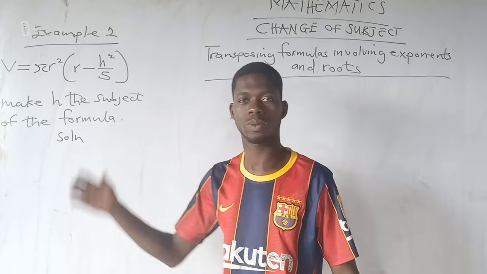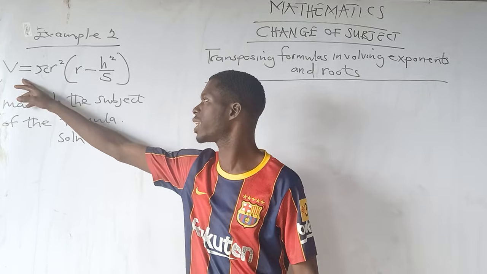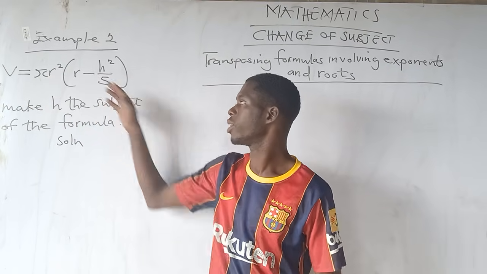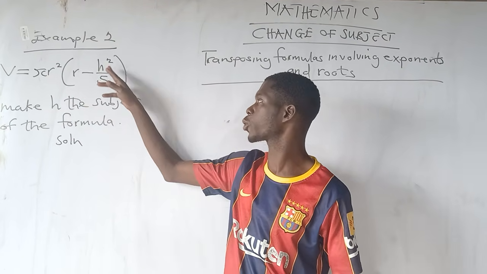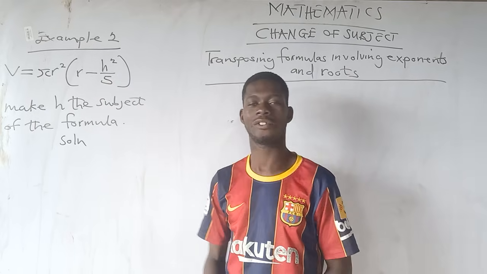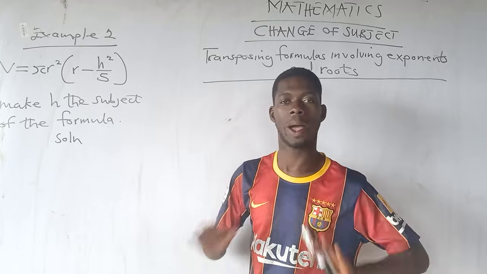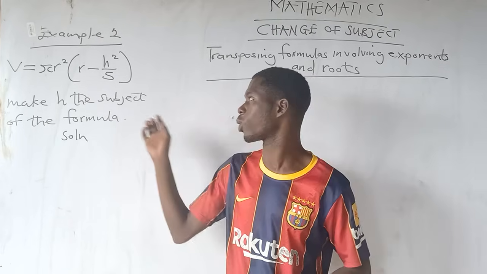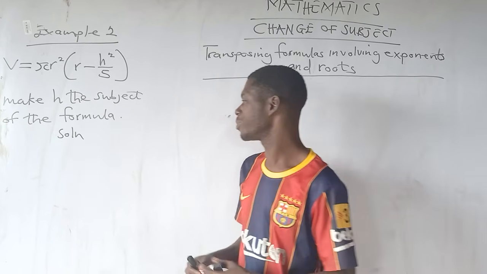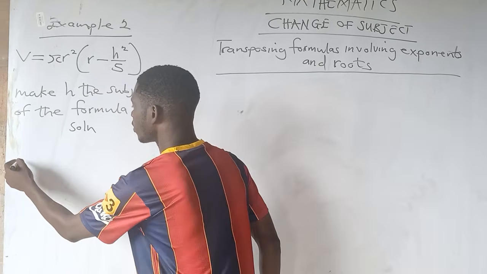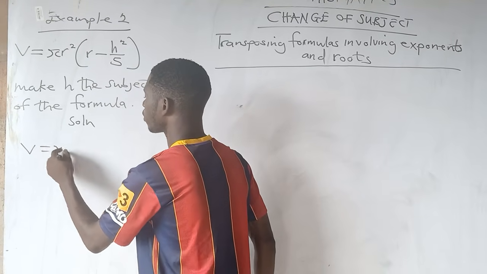So example 2. Example 2 says v is equal to pi r squared into brackets r minus a squared over 5. Make h the subject of the formula. So we are making h the subject of this formula, right? Okay. V.